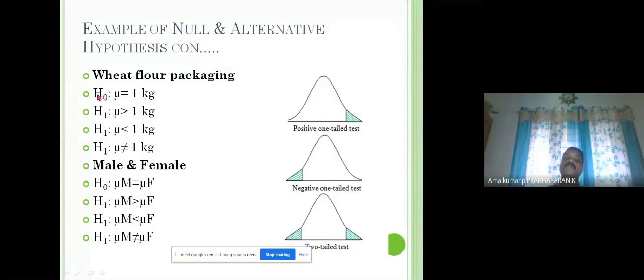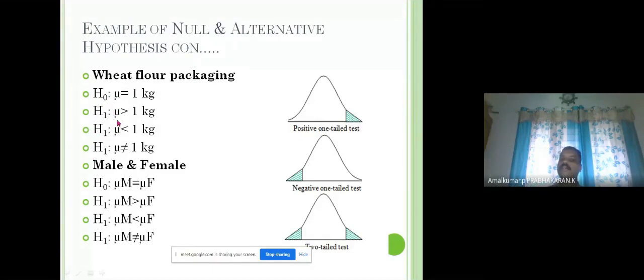So you have to keep in mind, every null hypothesis has 3 alternatives, not one alternative. This is a very basic point of the hypothesis. Based on this null hypothesis, the manufacturer developed 3 different forms of alternative.